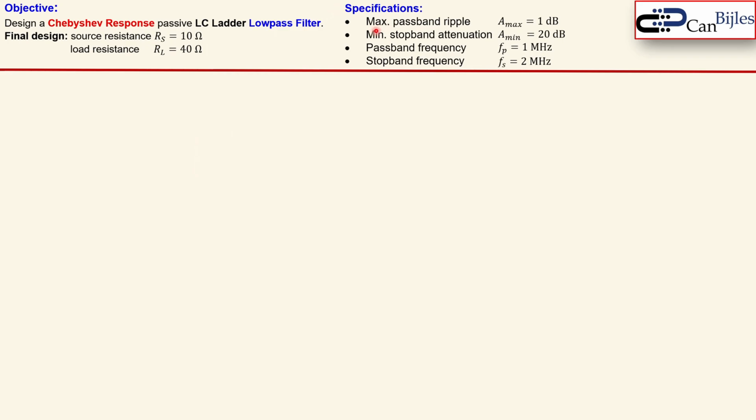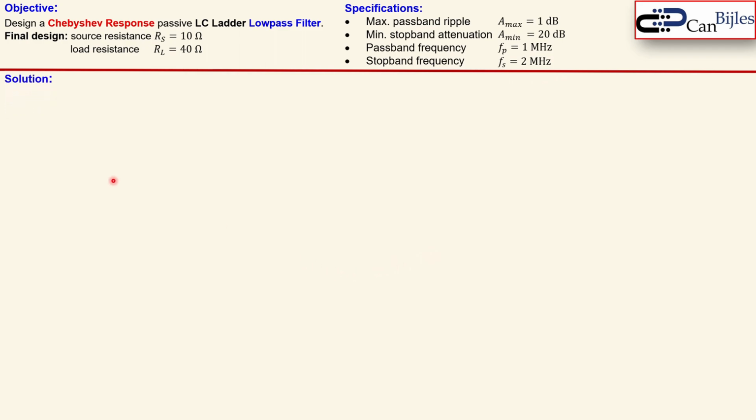The specifications: the maximum passband ripple must be 1 dB. So we know that the Chebyshev response must be from a 1 dB ripple, because you also have different ripple characteristics of the Chebyshev response, like 0.5 dB or 2 dB. The minimum stopband attenuation we want is 20 dB. The maximum passband frequency is 1 megahertz, and the stopband frequency is 2 megahertz.